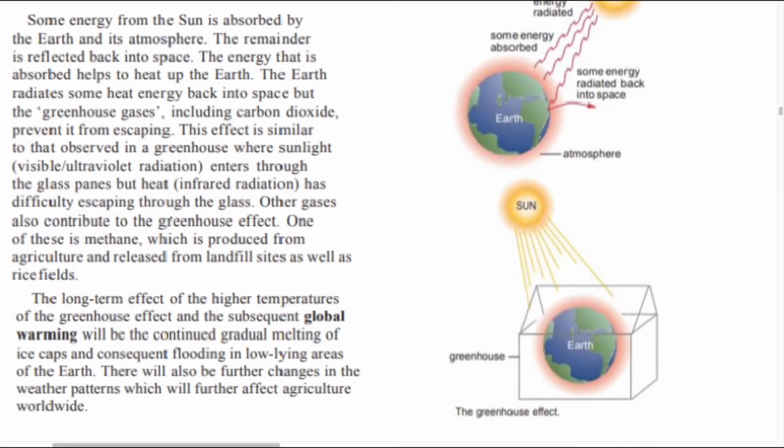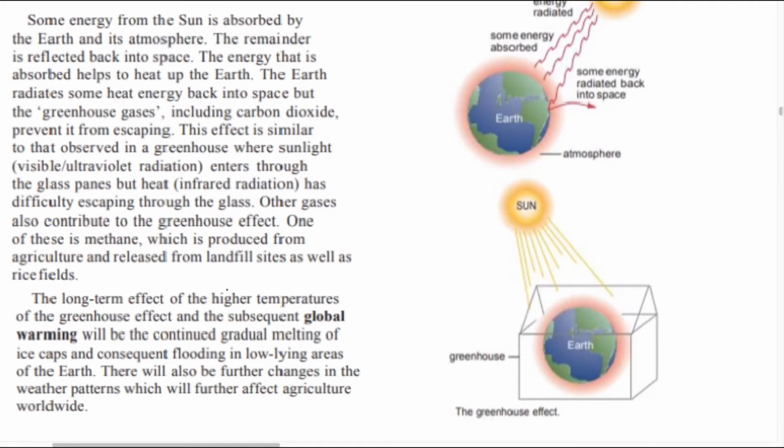Other gases also contribute to the greenhouse effect. One of these is methane, which is produced from agriculture and released from landfill sites as well as rice fields. So methane is the gas from landfill sites, which means the place where you put rubbish. So you can smell methane.